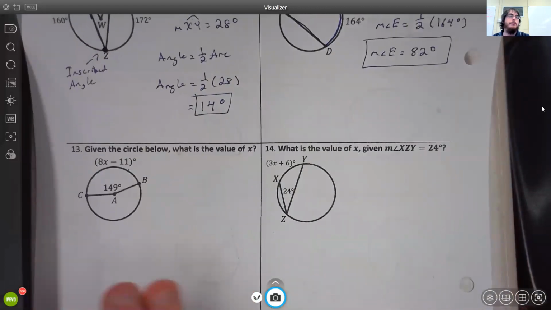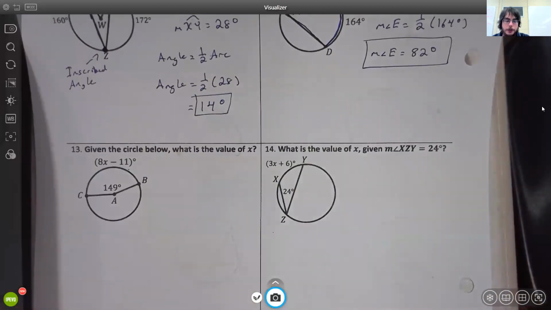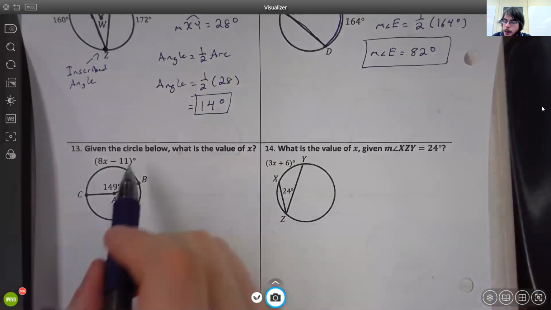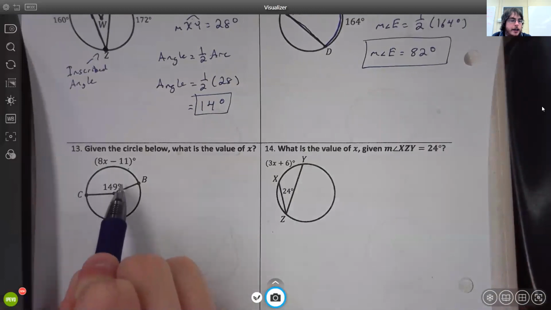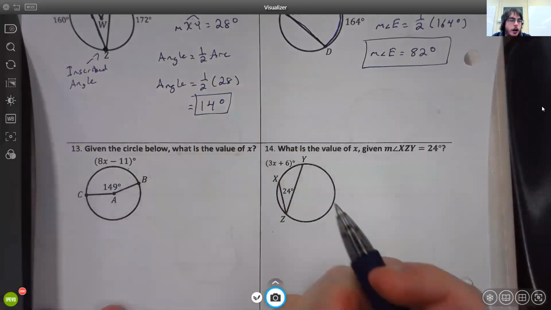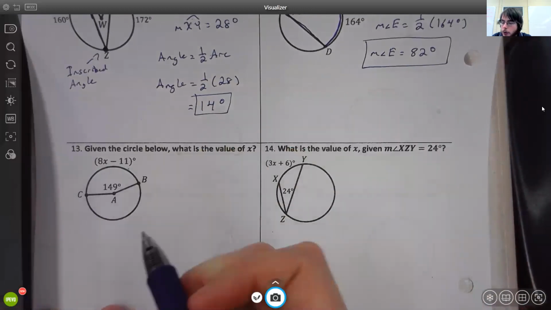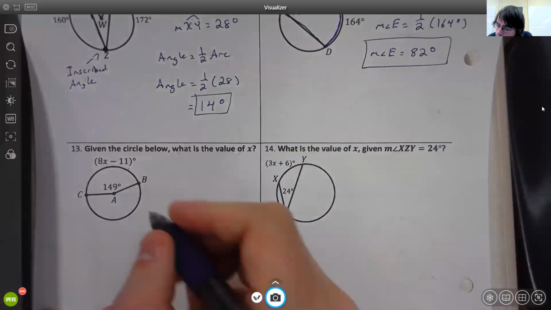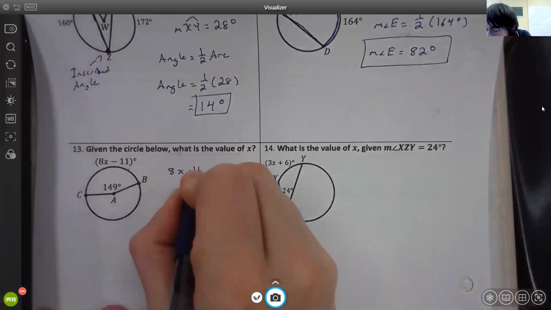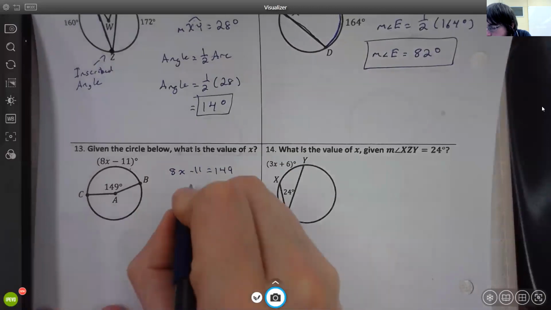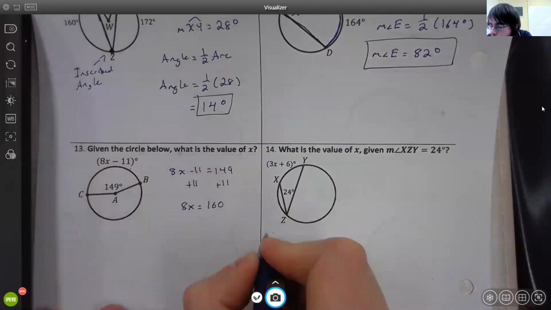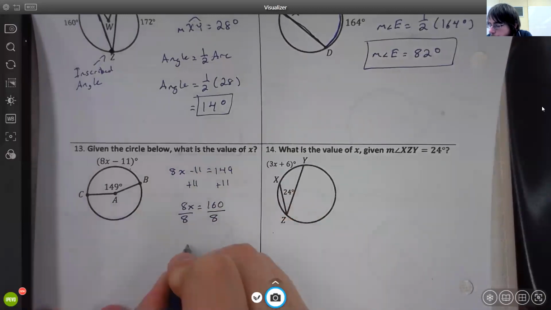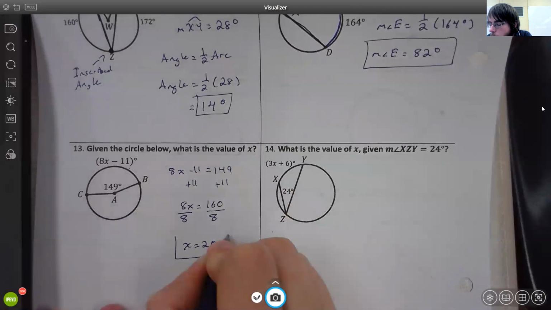Last two, both of these want us to solve for X. So number 13, you see that angle CAB here is a central angle, and a central angle and its arc are always the same. They're always equal. So that means that 8x minus 11 must equal 149. We add 11 to both sides and we get 8x equals 160. Divide both sides by 8 and you get that x is equal to 20.